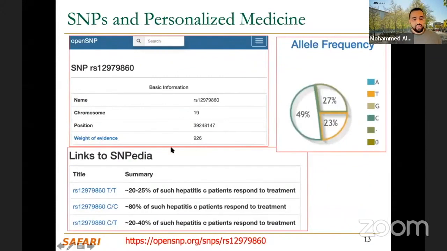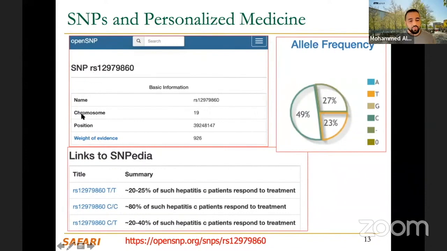Now, this is in more detail the blood pressure example I was explaining. This is for a different disease, which is hepatitis C, but it's exactly the same idea. Now, this is an open access database. If you go to this link, you will see some information similar to this.